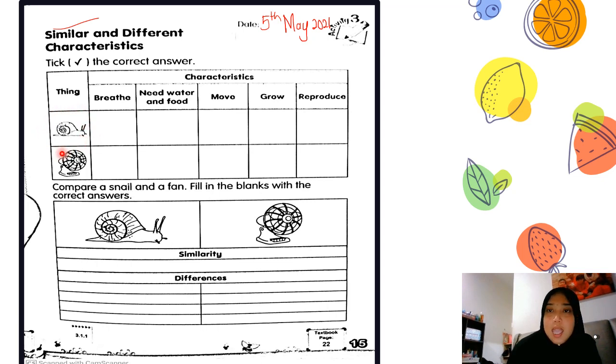It's a snail, isn't it? The second one is a fan. First of all, you have to tick. Now, for this exercise, I will help you, but you have to write the answers yourself. Okay? Now, let's take a look at the snail. Does snail breathe? Yes, isn't it? So you tick.